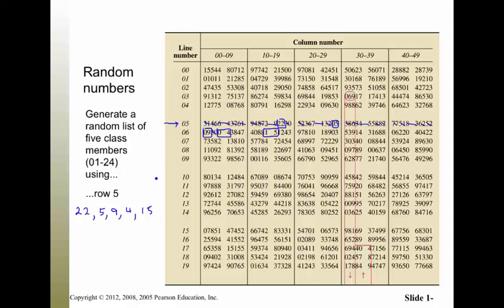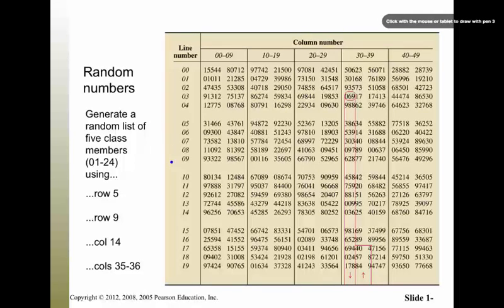Any questions on that? I'm going to give you more examples here. Why did you use row 5? Like I said, there would be hundreds of ways to use this table to generate it. I just picked one. So for instance, you could also do row 9, column 14, and columns 35 and 36. Row 9 would be just like what we just did, but instead you'd be starting here in row 9.